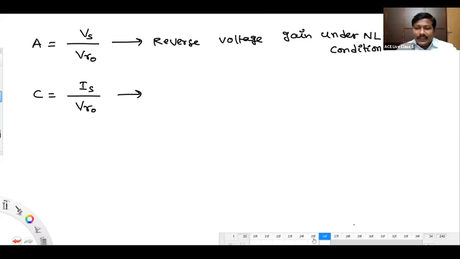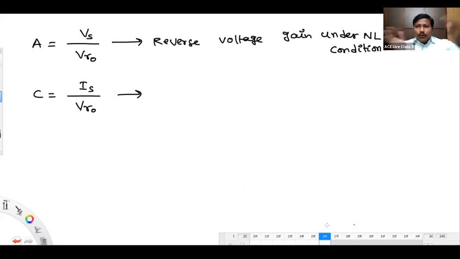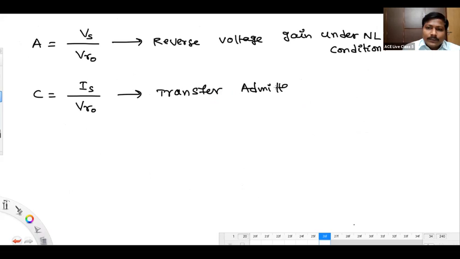But you see here, you are taking current in the sending end port, voltage in the receiving end port. So you are taking these two values in different ports. Hence, it's going to be called transfer admittance. Transfer admittance under no load condition.